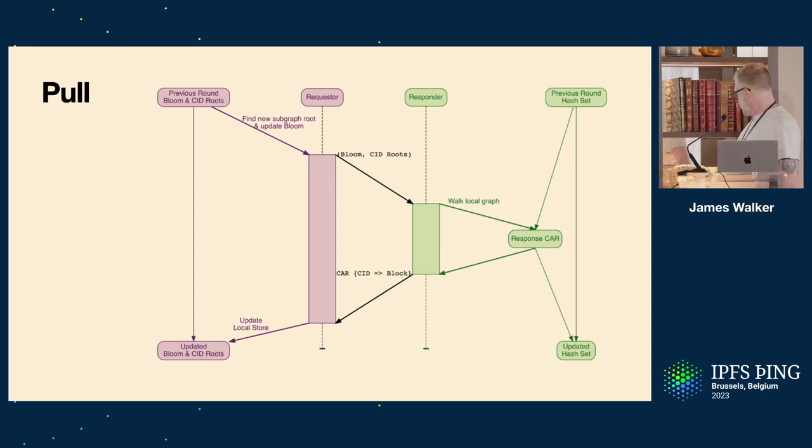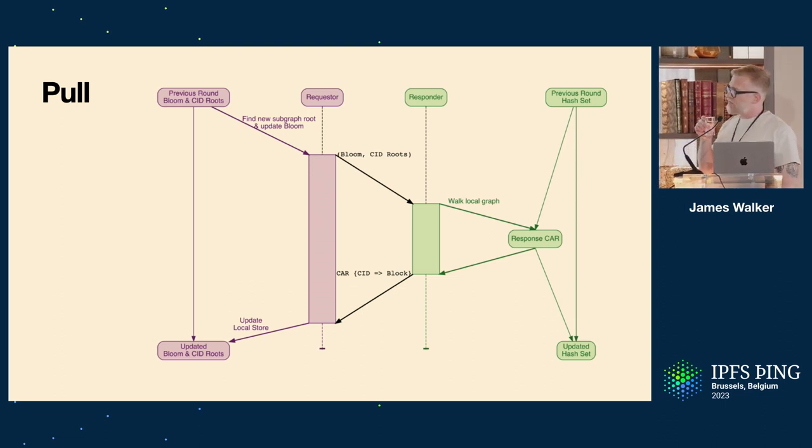All right, so very high level. Quickly, this is the general diagram of how pull works. One important note, it is a stateless protocol happening over HTTP. On our first round of pulling, we may not know anything about what the other side does or doesn't have. So we request a CID root. The Bloom filter here on the first pass is optional.